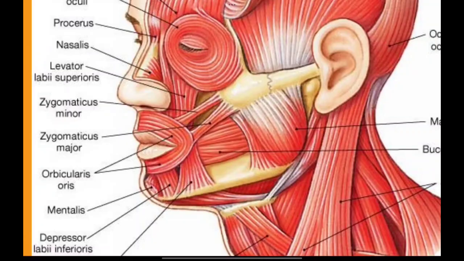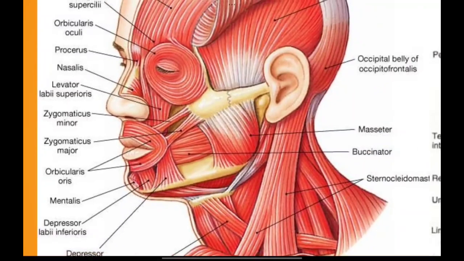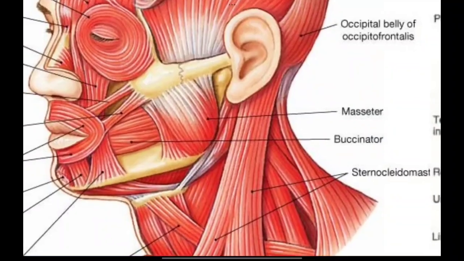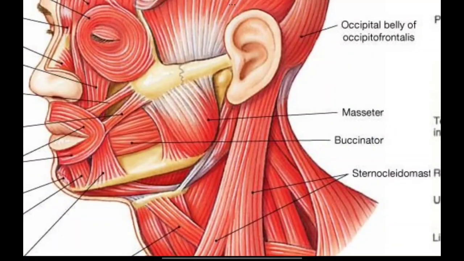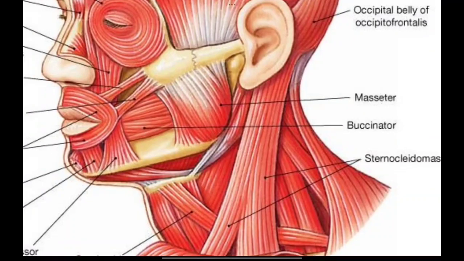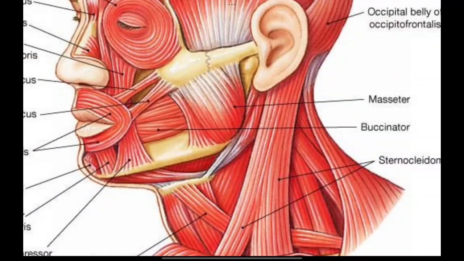Next, buccinator, it helps in compressing the cheek. So you see the buccinator over here that is present. You can see the labeling also. It helps in the compressing of the cheek. So while whistling, you blow your cheeks towards your mouth, right, towards your tongue. That is how buccinator helps.